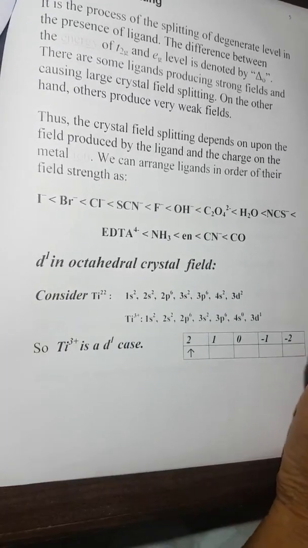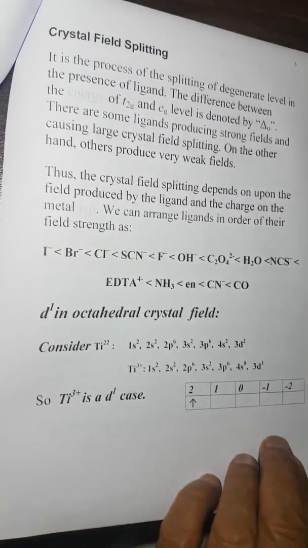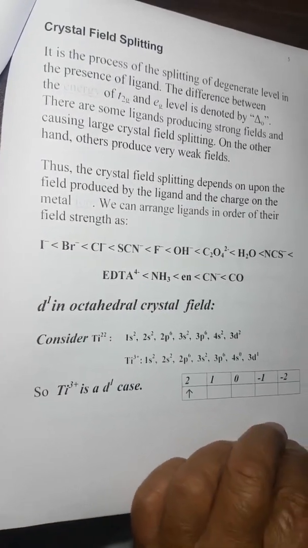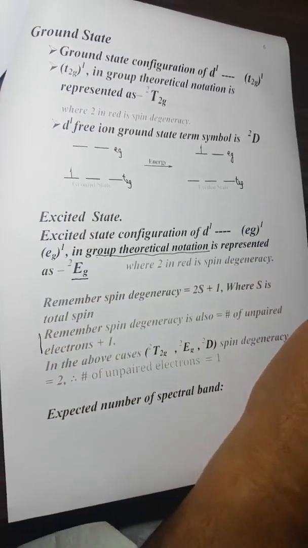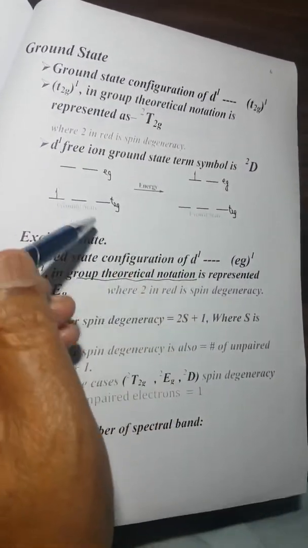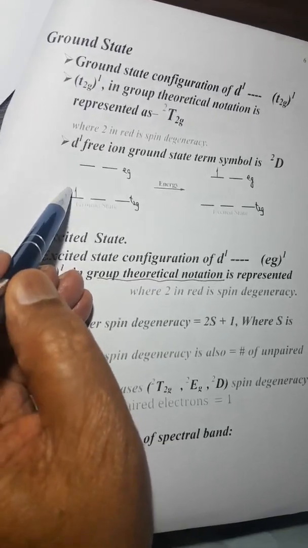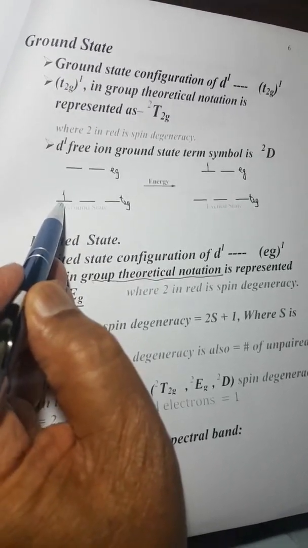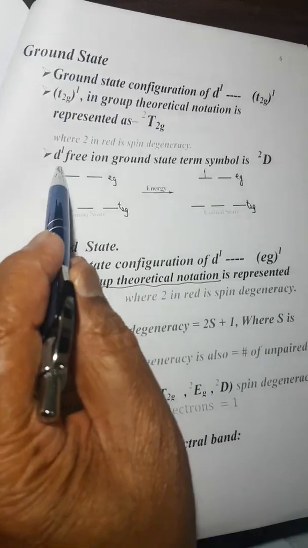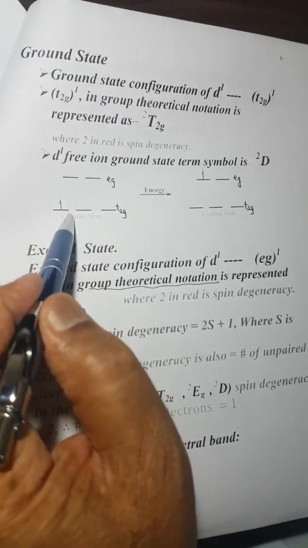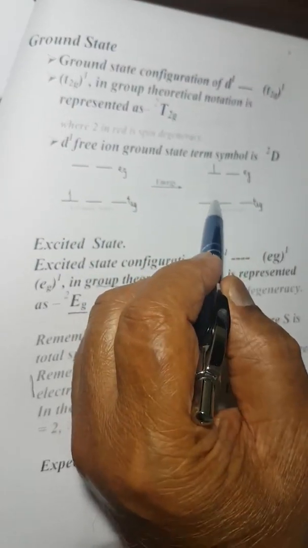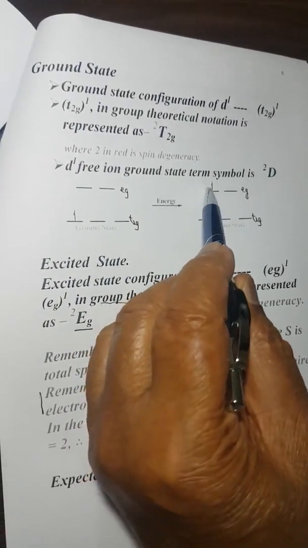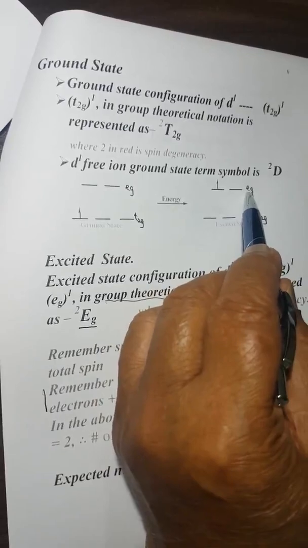Now, d1 in octahedral crystal field. I think I have already explained this much. Here I'm just showing the ground state of that. In ground state, we put that one electron, d1 electron, here, not here. So this is called ground state, and this is higher energy state. When this electron is here, it is the excited state.